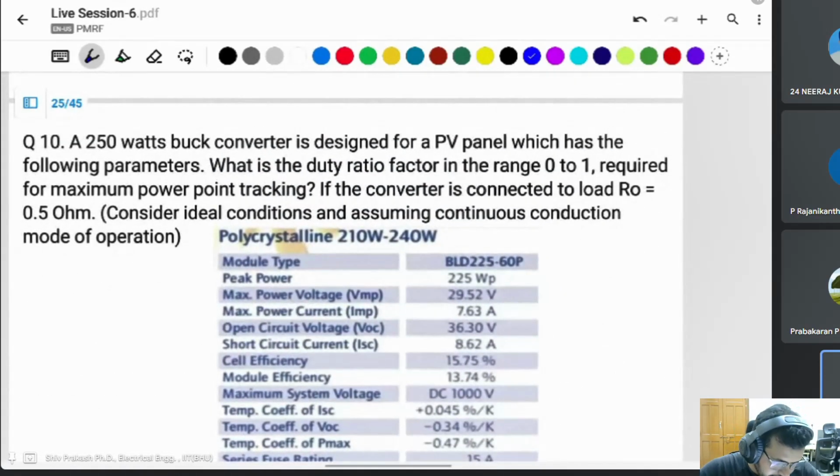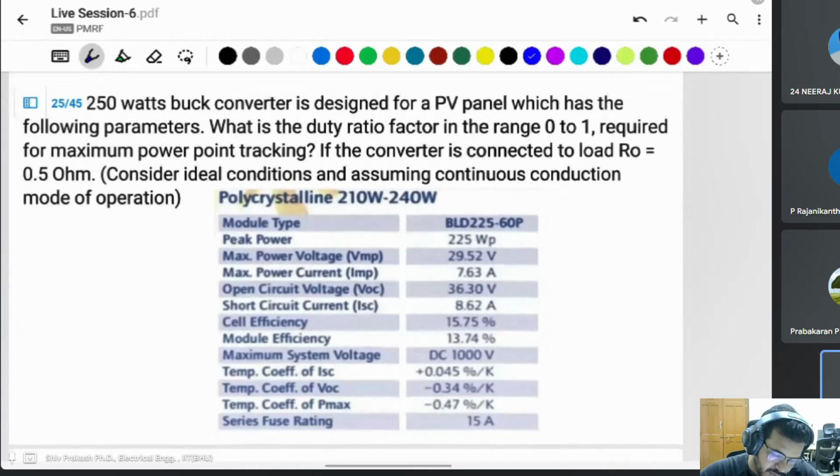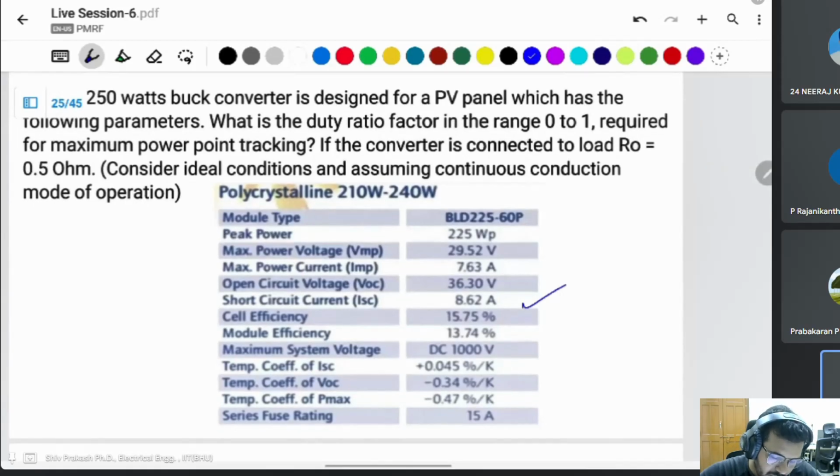The next question: a 250 watts buck converter is designed for a PV panel which has the following parameters. Okay, the PV panel parameters are given. What is the duty ratio in the range of 0 to 1 required for maximum power point tracking, if the converter is connected to a load R naught of 0.5 ohm? Consider the ideal condition and assume continuous conduction mode of operation.